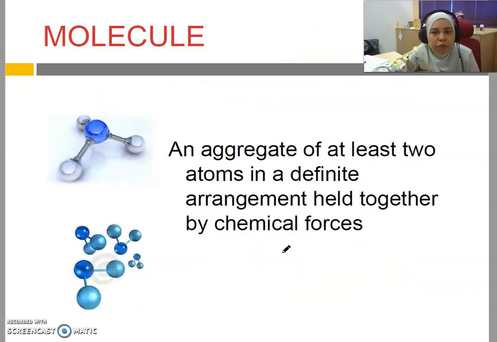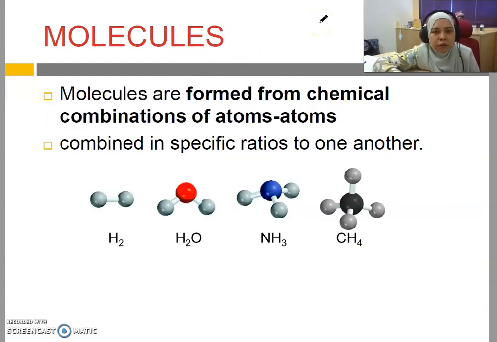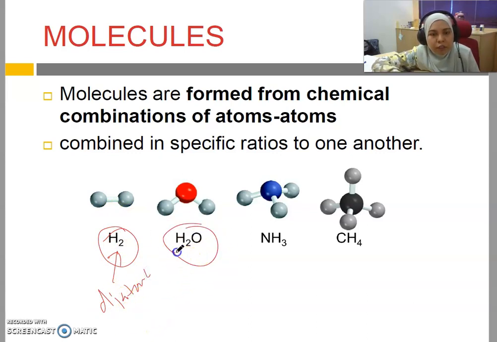Alright, and then molecule. Molecule definition dia aggregate at least 2 atom in definite arrangement held together by chemical forces. Okay, chemical forces yang memegang dia membentuk molecule daripada atom-atom. Okay, so this is example of molecule. Molecule can be formed combination from atom-atom, the same atom-atom. Kita panggil diatomic molecule, atau different element, hydrogen, oxygen. Ini also molecule, different element. But both of them are held by this chemical bonding, sama ada ionic bonding ataupun covalent bonding.